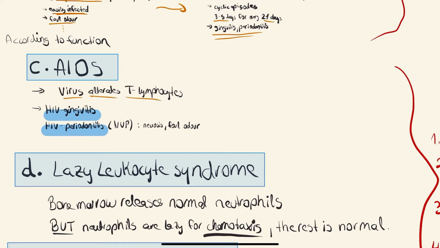This leads to HIV gingivitis and HIV periodontitis. The HIV periodontitis is also called necrotizing ulcerative periodontitis. It leads to necrosis and foul odor.